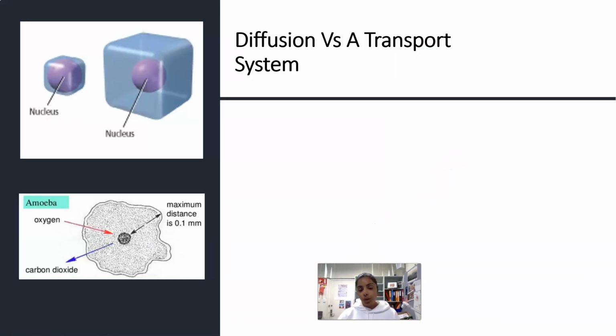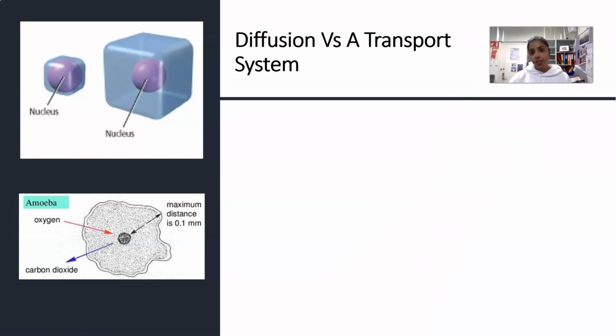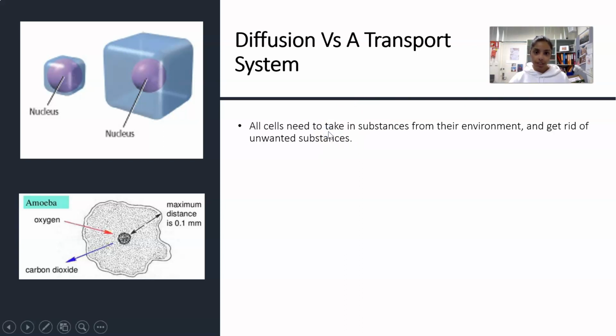All right, so the reason why we are talking about diffusion and ensuring that you have that understanding is because we're going to be looking at it in the context of living organisms. We know that every living organism must have nutrients in order to survive, and it must get rid of unwanted substances, because if they don't, they will build up and become toxic.